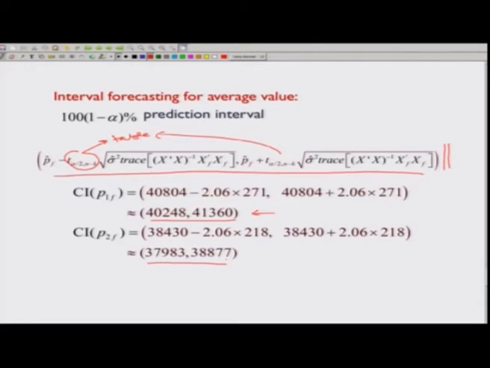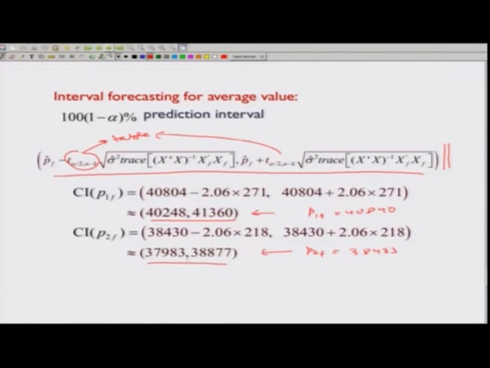Just for the sake of information, you may recall that the value of P1f was 40840 and the value of P2f was 38433. So, again we can see that these two values are lying within this prediction interval.